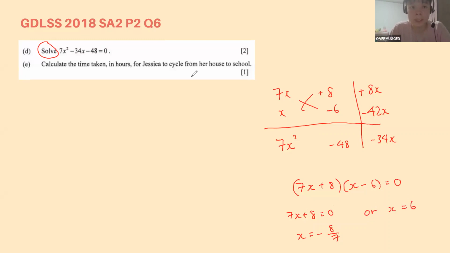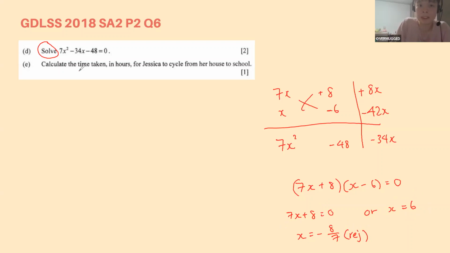Okay, so this is the part whereby you may be required to reject one of the answers. Sometimes there will be an exam question, why is one of the answers rejected? So in this case, you have to reject your x. Why? What is your x? If you recall, x is actually the time taken for Jessica to ride the bicycle. Time cannot be negative, so in this case, we have to reject this answer, right? And this will be our answer.